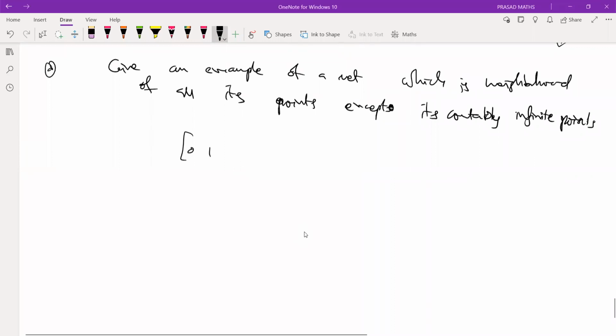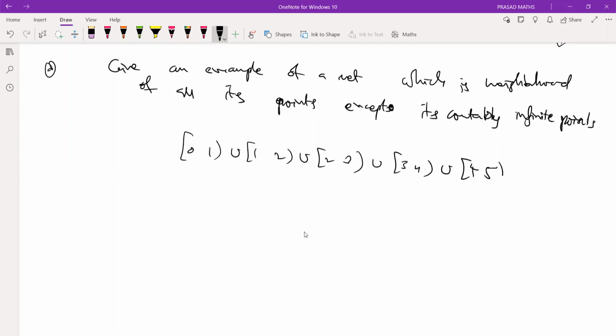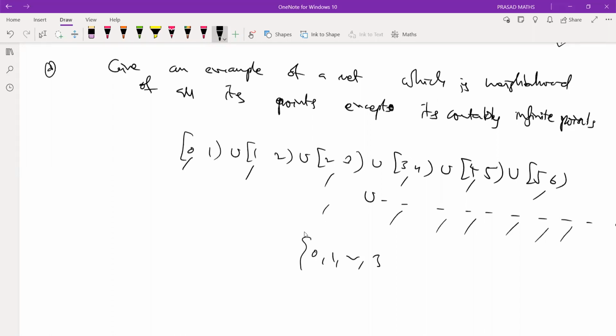So what I'm taking is 0, 1, 1, 2, 2, 3, 3, 4, 4, 5, 5, 6, going on. The troubling points are 0, 1, 2, 3, 4, 5, 6, 7, 8, and so on. Going on means what? Troubling points are countably infinite points. What are the troubling points? End points, left end points. So it is a neighborhood of all its points except these points.